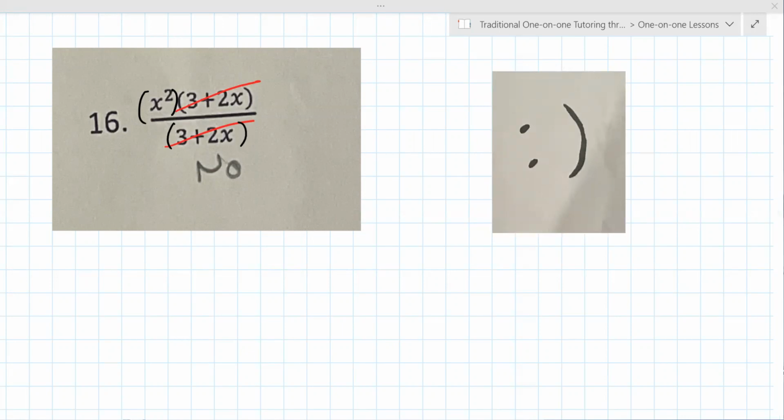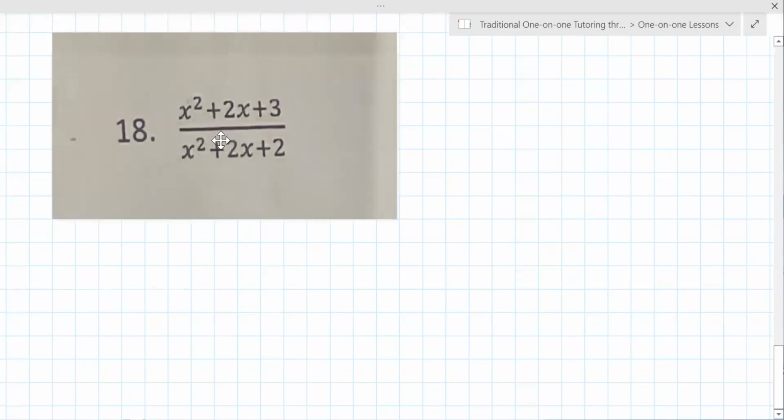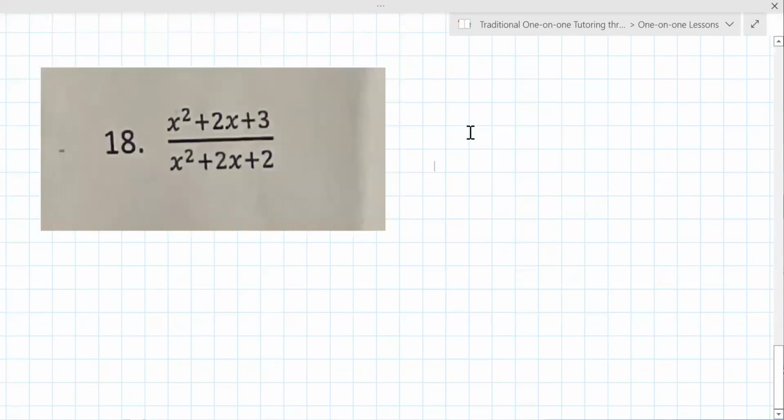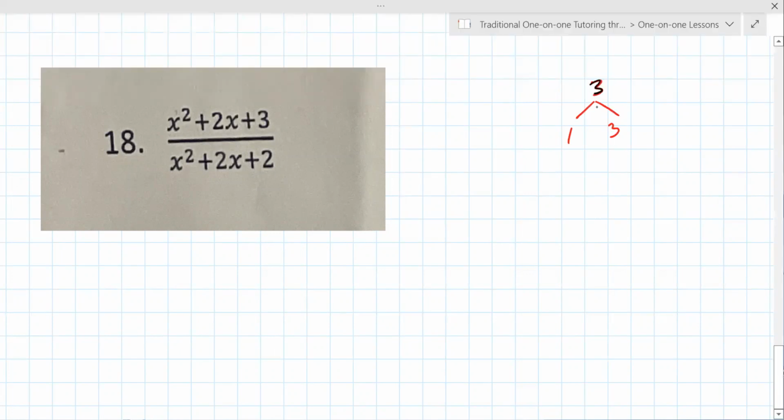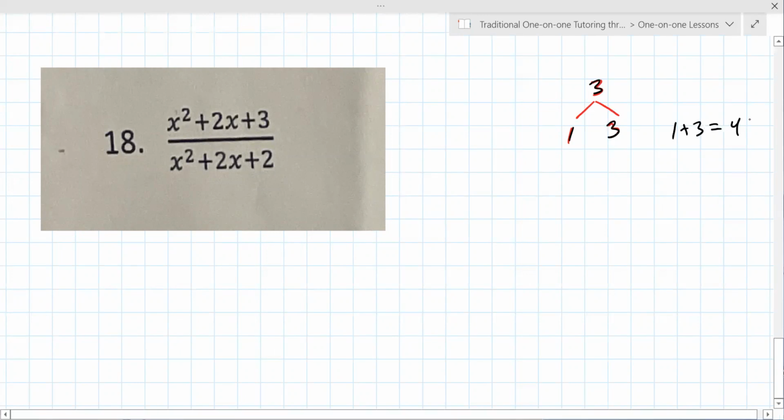Okay, let's go look at 18 now. For 18, you want to factor the numerator and denominator if you can. You're trying to find two numbers that multiply to 3 but add up to 2. Like 1 and 3, do those add up to 2? Yeah, they do. Oh well.